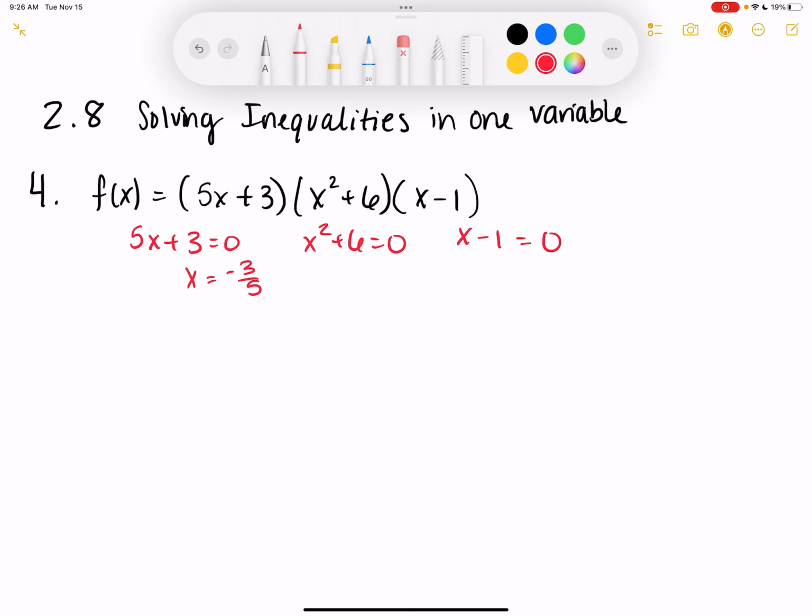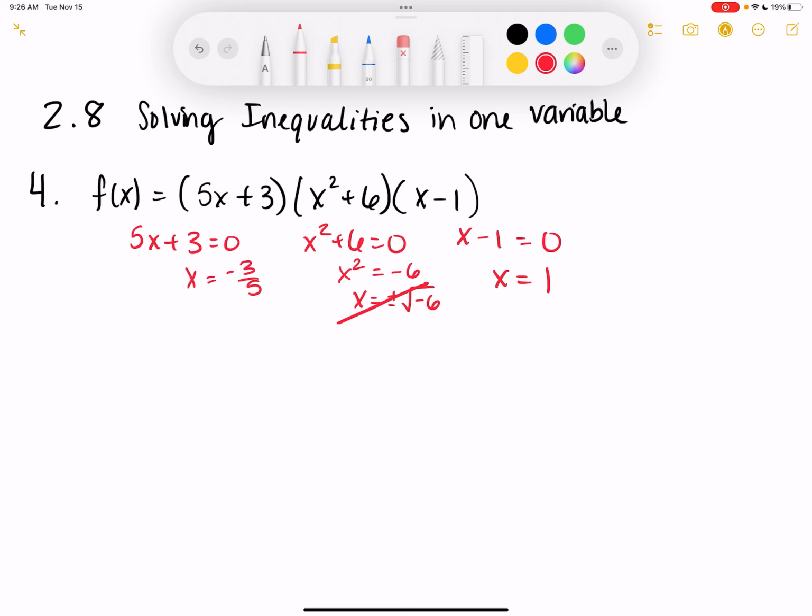This one is x squared equals negative 6, or x equals plus or minus the square root of negative 6. Because we can't actually have that happen, we're just going to cross that one out. It's gone. And x equals 1. Oh, I love the ones that are just x equals 1. So now we know where our zeros are.